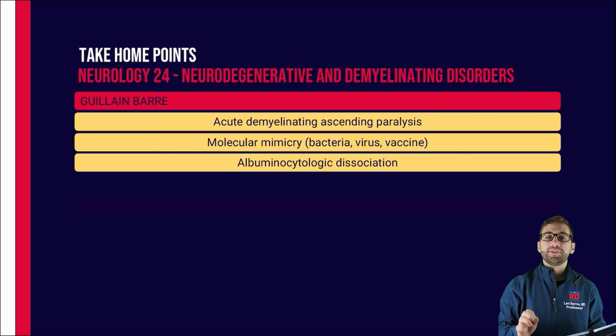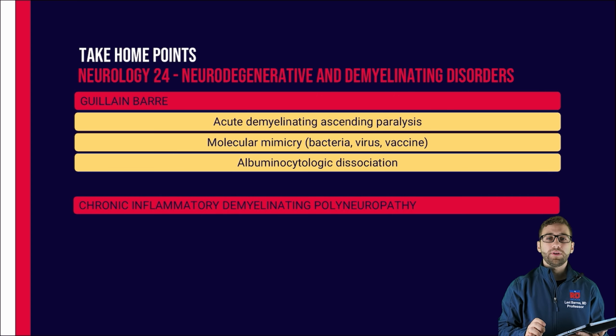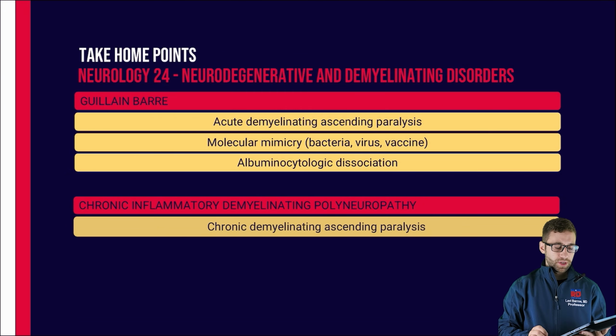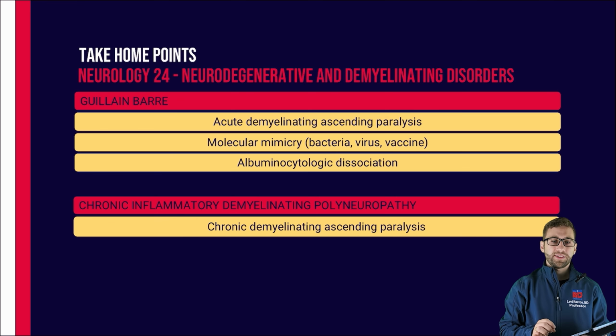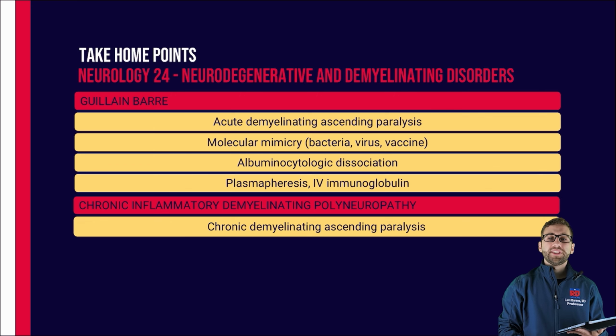Treatment includes plasmapheresis and intravenous immunoglobulin. Do not use steroids in Guillain-Barré, okay? CIDP is a chronic counterpart of Guillain-Barré syndrome, presenting with chronic ascending paralysis. Early diagnosis and treatment with plasmapheresis and immunoglobulin are crucial for managing symptoms and preventing long-term disability.